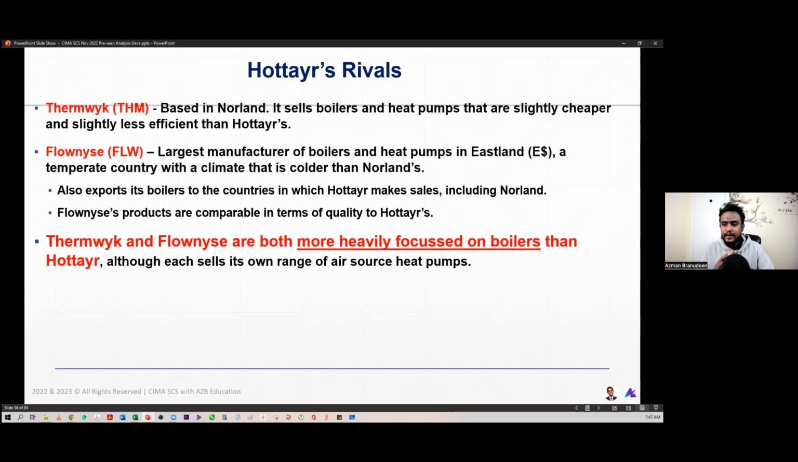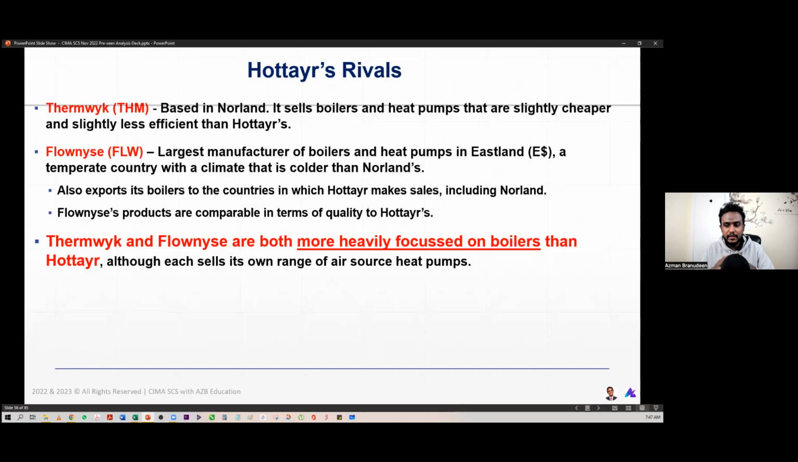Their products, if you think about it, are the same. They manufacture boilers and heat pumps, but the products are slightly cheaper and slightly less efficient. We have to look at the financials to really understand the implication of this, which we will see. The second is Flownis, FLW, the largest manufacturer of boilers and heat pumps in Eastland, not Norland, Eastland. And the $E is their currency. Just remember that right away.